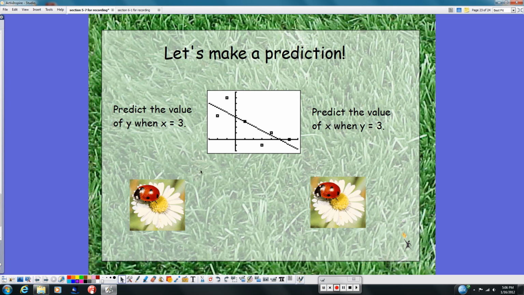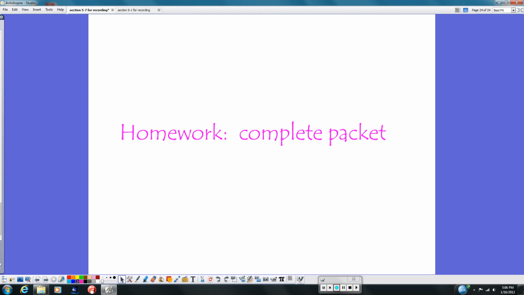Now, we can also make predictions when we have a line of best fit. It says to predict the value of y when x is equal to 3. So I come over to 3 and I go up, and it looks like my y would be about 1.5. Predict the value of x when y equals 3. When I go up 1, 2, 3 and over, it looks like x should be equal to 1. So by coming up with a line of best fit, that gives me a way to make some predictions. What I want you to do is finish up the packet that we did in class.